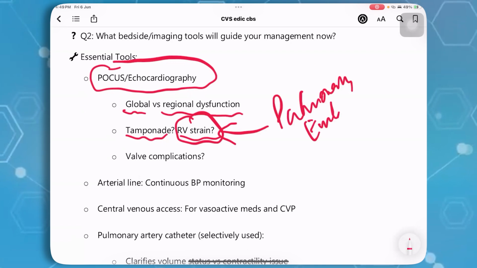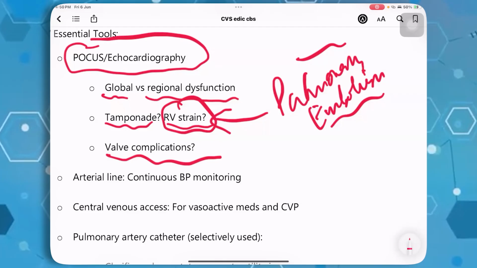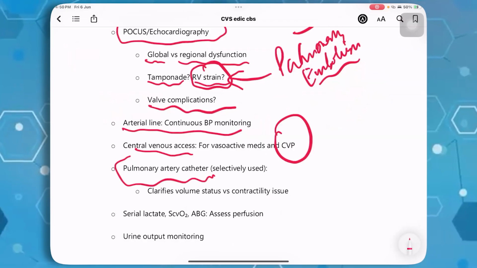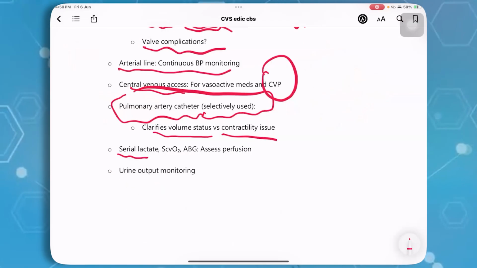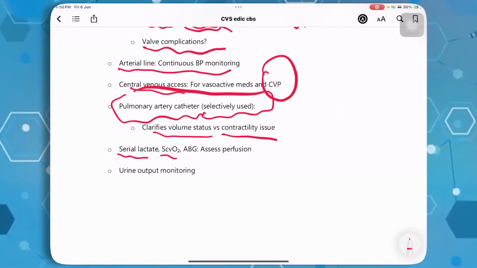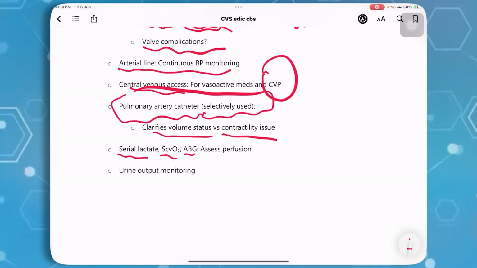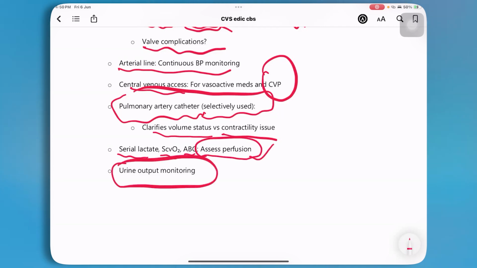Of course, along with that, you need to put an arterial line for continuous blood pressure monitoring and to monitor central venous pressure. You can use a pulmonary artery catheter on a selective basis. It clarifies the volume status versus contractility issue. Getting serial lactate levels, mixed venous oxygen saturation or a central venous oxygen saturation, ABG, these are all done to assess the perfusion. And of course, a poor man's cardiac output monitor is urine output monitoring.